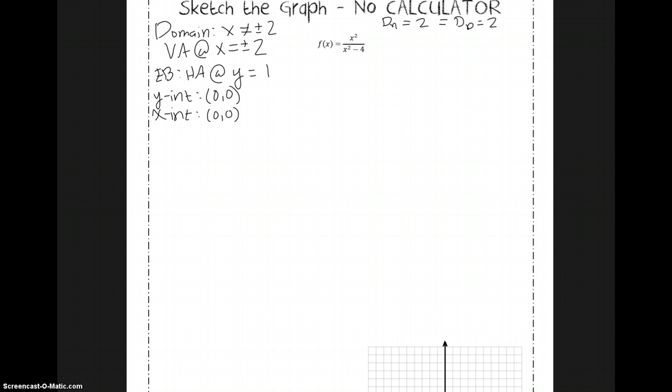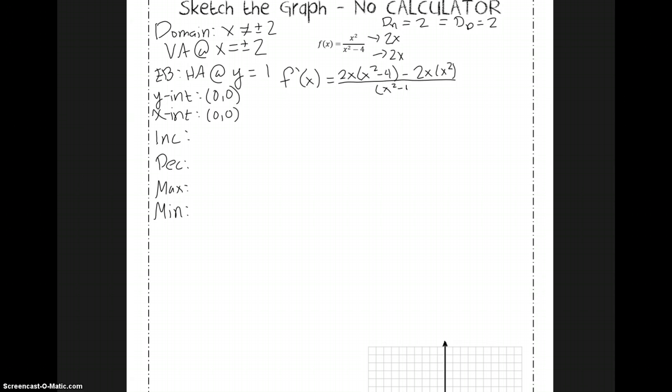Okay, now we are doing the first derivative test, increasing, decreasing, any maximums and where they are, any minimums and where they are. So this is a quotient rule. The derivative of both the numerator and denominator is 2x. So let's plug into our derivative, f prime of x equals low d high, that will be 2x times x squared minus 4, minus high d low, that's going to be 2x times x squared, all over low squared quantity x squared minus 4 squared.